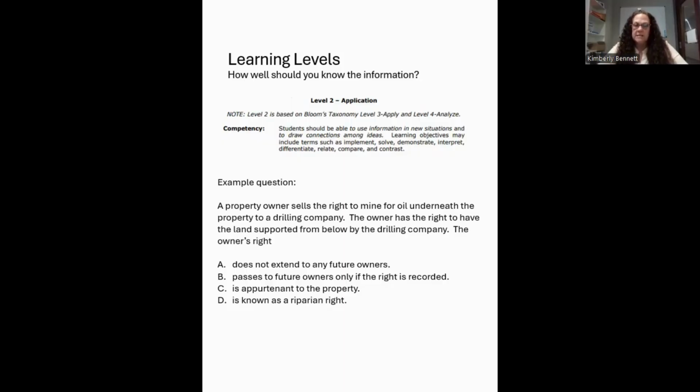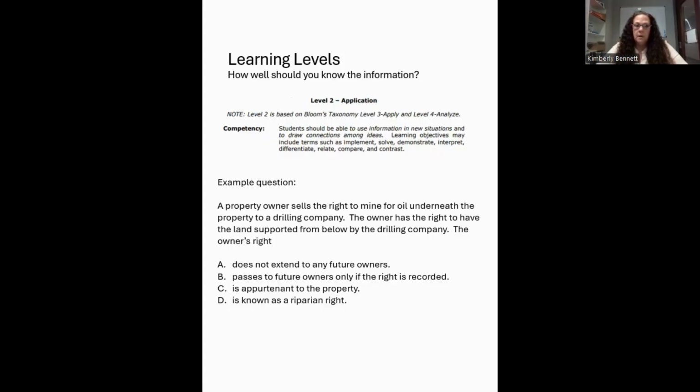So does not extend to any future owners. That's A. B, passes to future owners, but only if the right is recorded. C, is appurtenant to the property. D, is known as a riparian right. Again, if you know your definitions, if you know what things are, a riparian right deals with water.